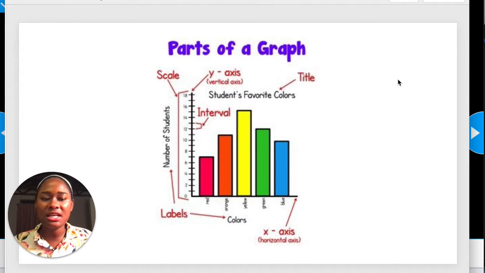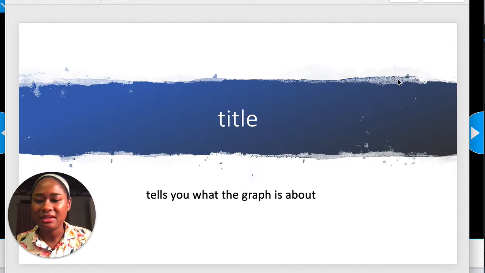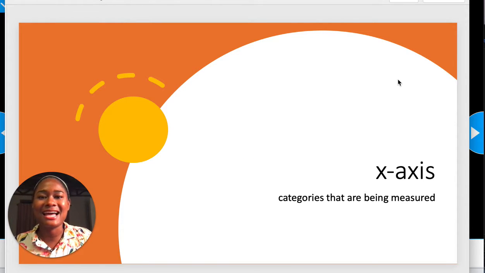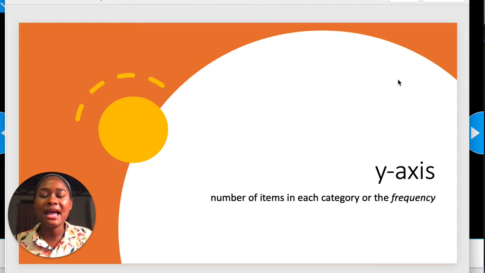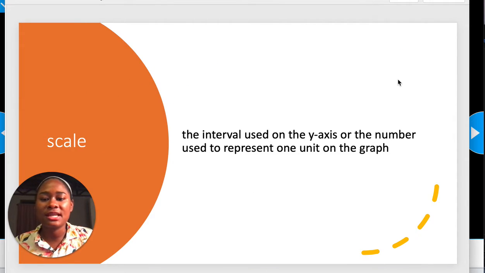I'm going to do a speedy run through of the vocabulary for this skill, and then we're going to go over how to interpret the bar and picture graphs. So first we have the title that tells you what the graph is about, the x-axis, which is the categories that are being measured. The y-axis is the number of items in each category, or the frequency, how often something occurs. And lastly, we have our scale, which is the interval used on the y-axis, or the number used to represent one unit on the graph.